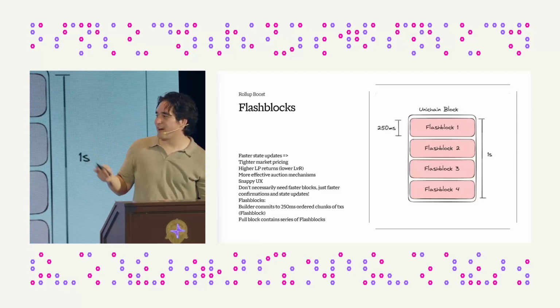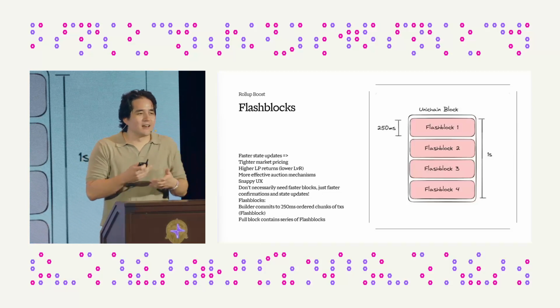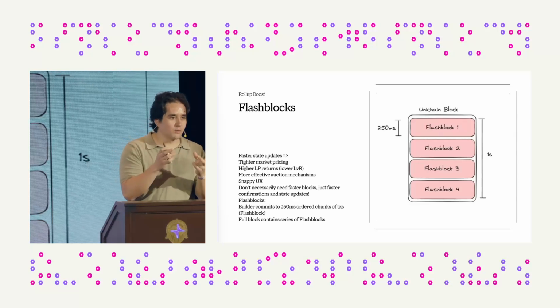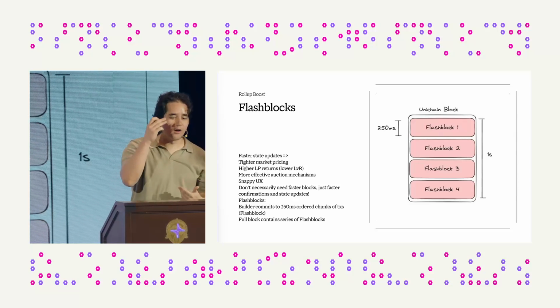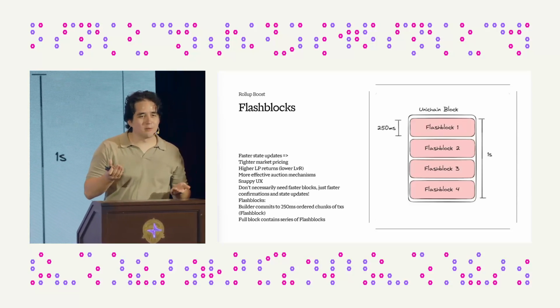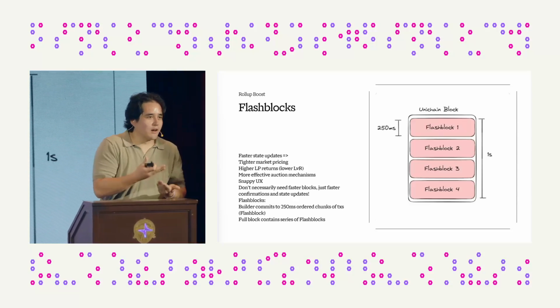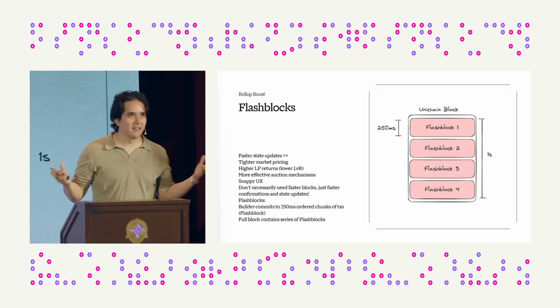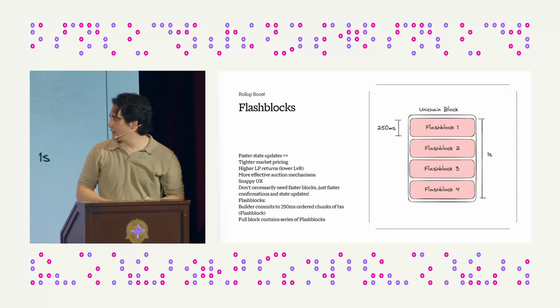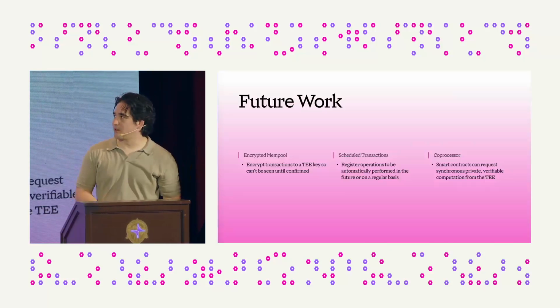Okay, so secondly, flash blocks, right? So this is basically a pre-commitment to an ordering of blocks or an ordering of transactions within the overall block, right? So you can imagine if the block time is 1 second or something like that, we can create the feeling of a much faster block time by committing to an initial chunk of transactions within that block. So that's kind of what we're describing here.